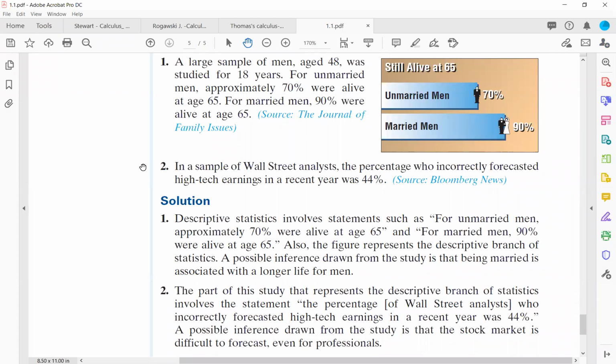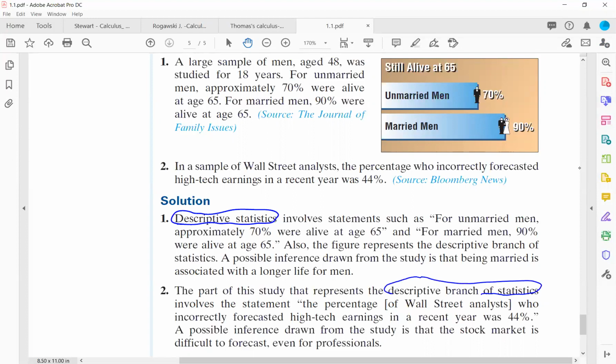Very well. The first example is an example of descriptive statistics because it involves information that you already gathered, and you made approximations, 70%, 90%, about the data that you already have. 2, this actually represents the descriptive branch of statistics, which involves statements like the percentage. Since you have a percentage, you're talking about descriptive statistics.